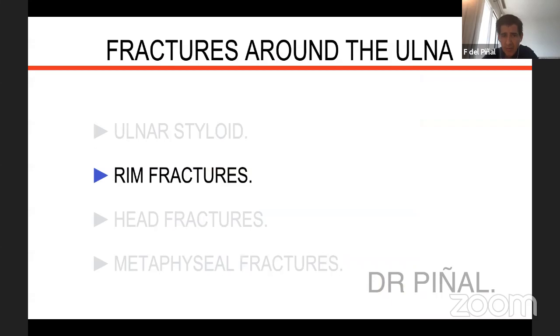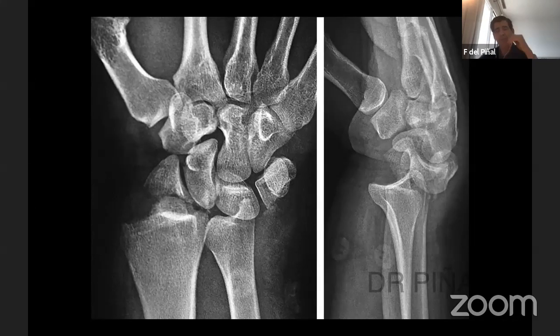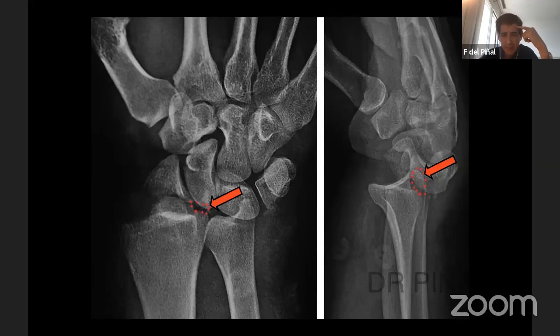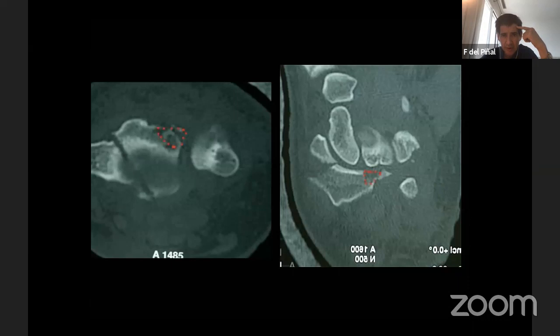Let me show you about rim fractures, because this patient, for example, had a Kapandji dislocation, but I bring this case here for the distal radial ulnar joint instability. It doesn't look too bad, this radial ulnar joint, but here there is a piece of bone missing. We know that because of the CT scan. The dorsal ulnar corner of the radius is missing, and that, as you know, contains the dorsal distal radial ulnar joint ligament. And the ulna is already dislocated.